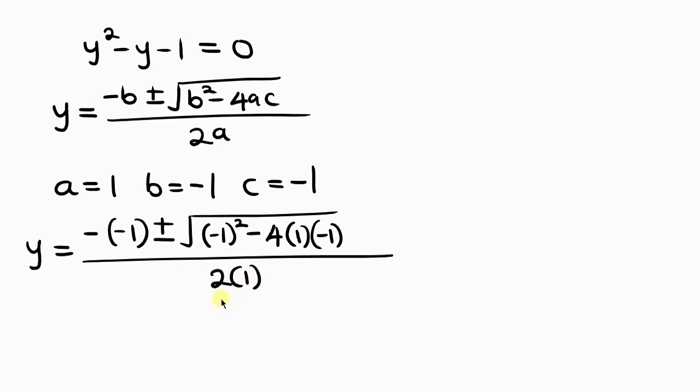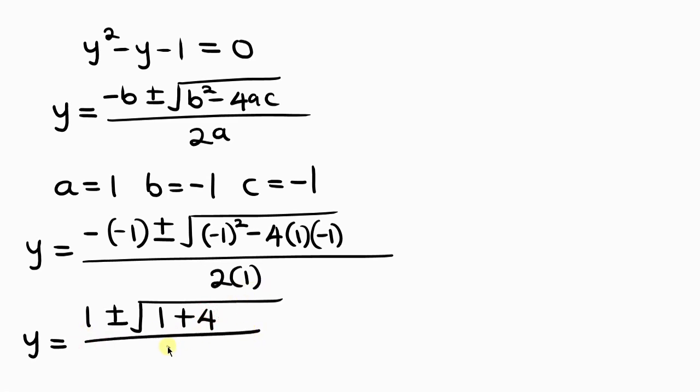So simplifying further, we see that y is equal to negative times negative gives positive. So we have 1 plus or minus the square root of negative 1 squared is 1, which is positive. Now, negative 4 times 1 times negative 1 will result to plus 4. So this is plus 4 all over 2 times 1 is 2. So this simplifies into y equal to 1 plus or minus the square root of 1 plus 4 is 5 all over 2.